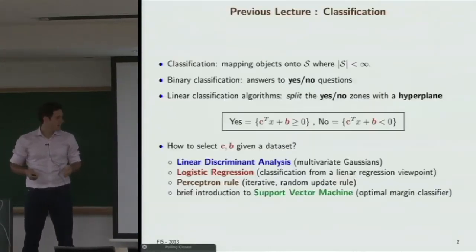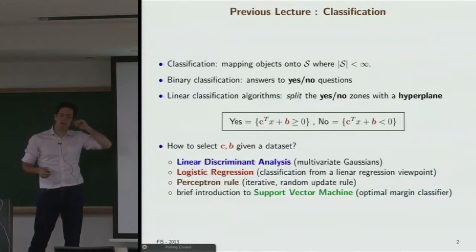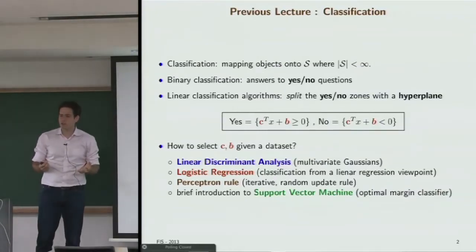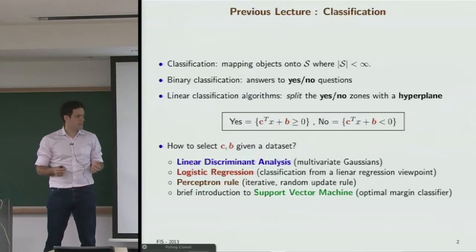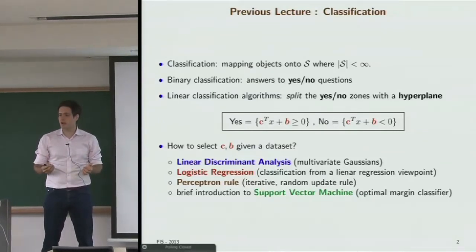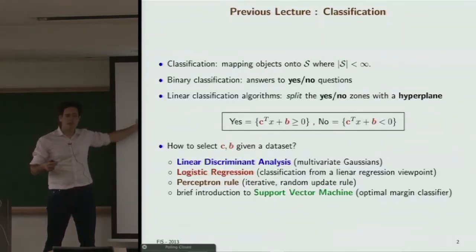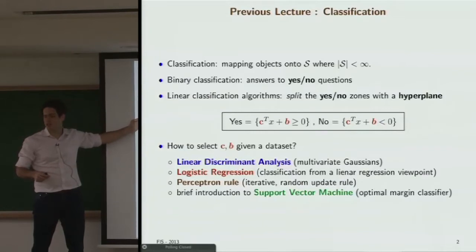So if you remember what we did last week, we mentioned classification, and we insisted on the fact that classification and regression were related but different, in the sense that the output space that we're trying to predict in classification is a discrete space. And we've discussed at length binary classification, that is how we can provide algorithms that can decide yes or no given an input.